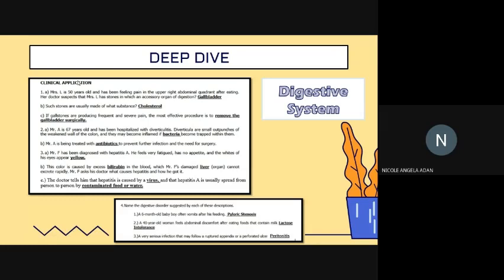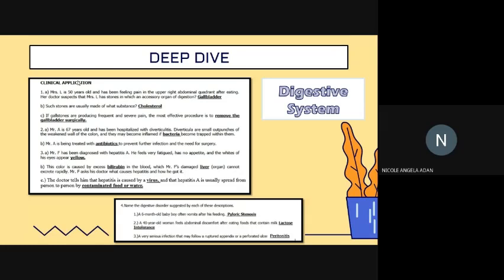Digestive part, clinical application. Number 1A, Mrs. L is 50 years old and has been feeling pain in the upper right abdominal quadrant after eating. Her doctor suspects that Mrs. L has stones in which accessory organ of digestion?